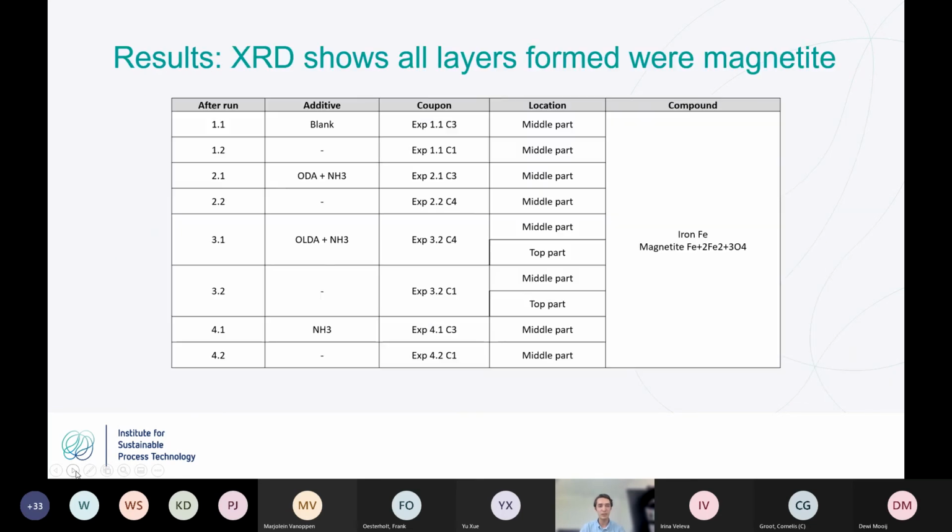Click, please. So the first method we used to examine the layers was XRD. This is X-ray diffraction, and X-ray diffraction was used to actually verify that we have a magnetite layer present. So after each run, this was done, and we found for all the runs that there's iron present and magnetite and no other compounds. So we can be sure that we're only discussing magnetite. For the next slide, please.